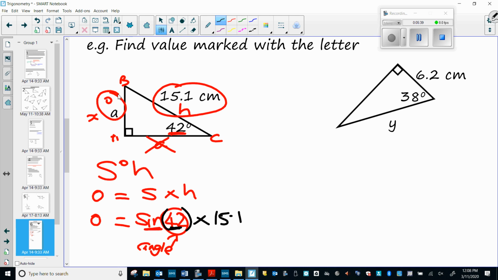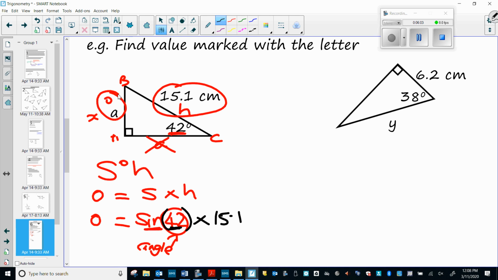Yes? Could you work it the other way? Like, if you know the... Right, sine 42 equals O over H. Yes, you could, but no offense to anyone in here, rearranging can sometimes cause people issues. And so that's why I'm suggesting that you probably want to do the covering up and go straight into the correct format. Okay?